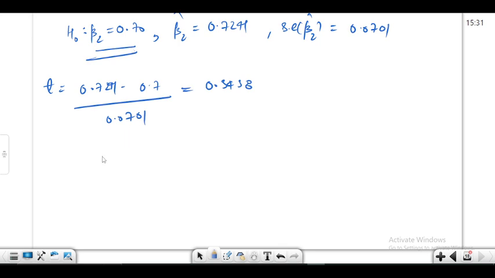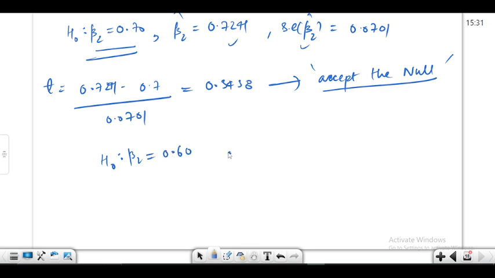Now suppose for this t value, I accept the null hypothesis. This is just an example. Similarly, if I take H naught for the same values of beta 2 hat and standard error of beta 2 hat, and I take the null to be 0.60, then my t value comes out to be 1.7703. Suppose for the given confidence interval and level of significance, this t value is also allowing me to accept the null.